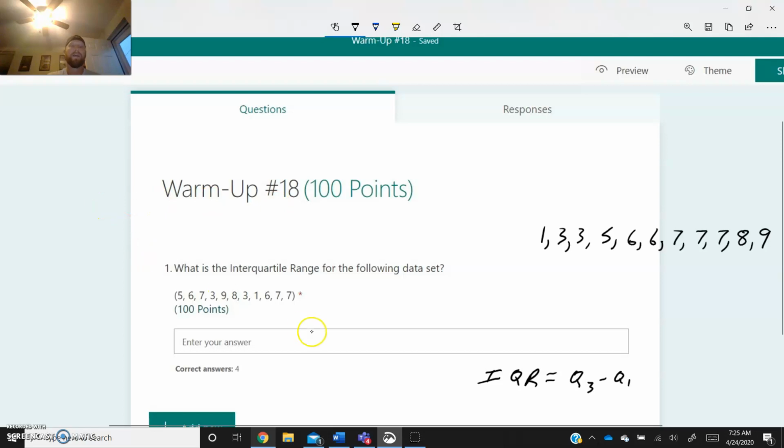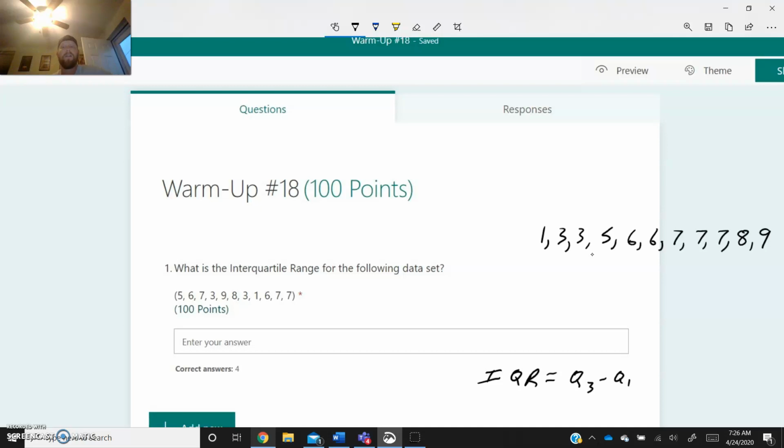IQR is going to equal quartile 3 minus quartile 1. The first key thing we had to do was rewrite the data in order from least to greatest. That's all I ended up doing. It started with 1 and I ended on 9. Going from there, I need to find the median, which is the middle number of each quartile.